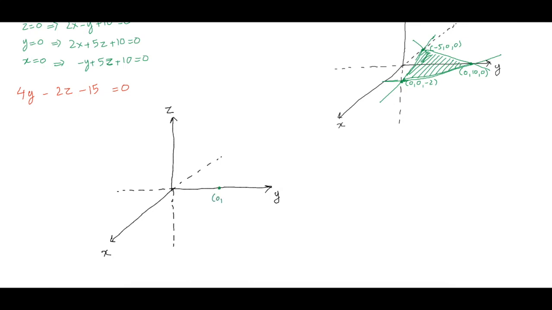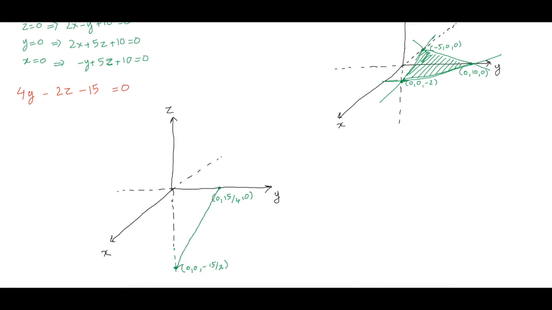So this is (0, 15/4, 0). If you put y equal to 0, you get negative 15 over 2. Let's say this is somewhere here. So (0, 0, -15/2). This is the trace on the yz plane.